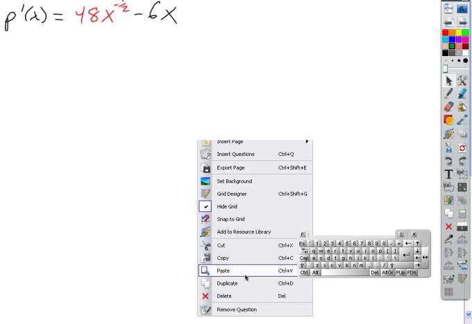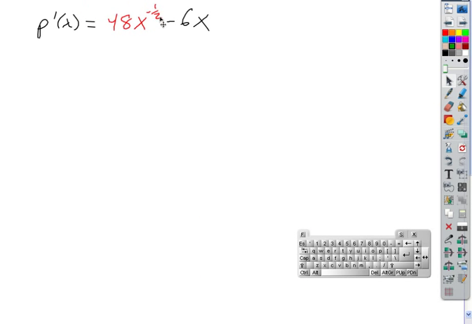Okay, so there's our first derivative, right? We want to find, and our domain, remember, was 0 to infinity. So we need to find where the critical numbers are. Where the first derivative equals 0, or where the derivative is undefined. So we've got two things to think about.